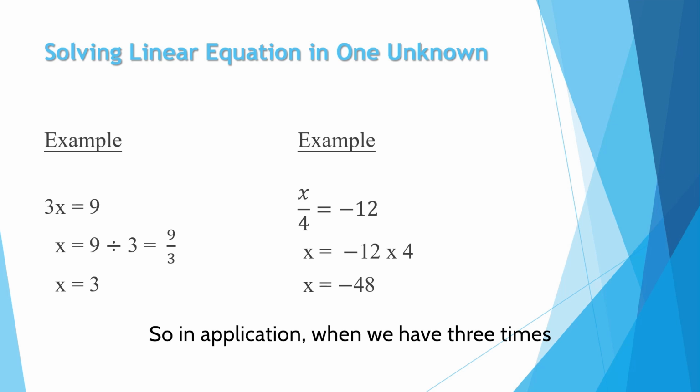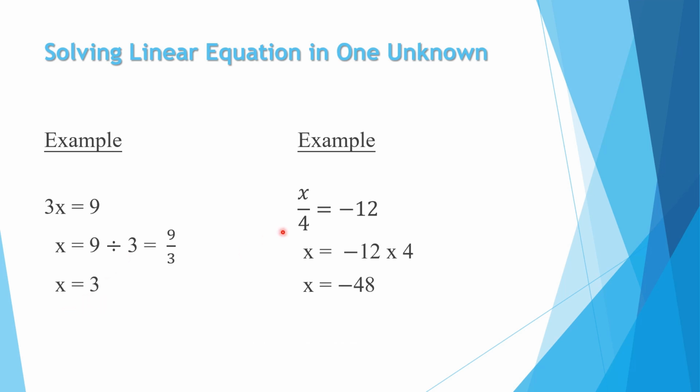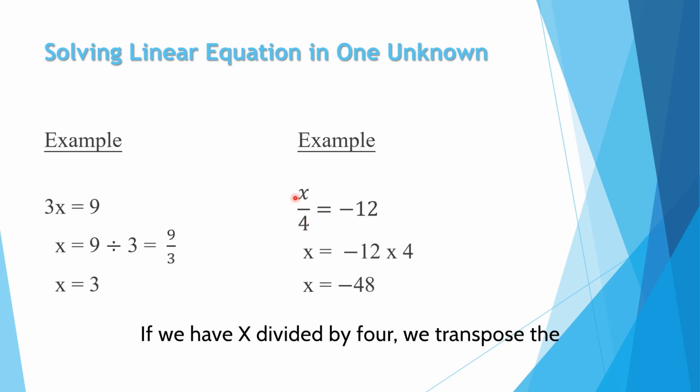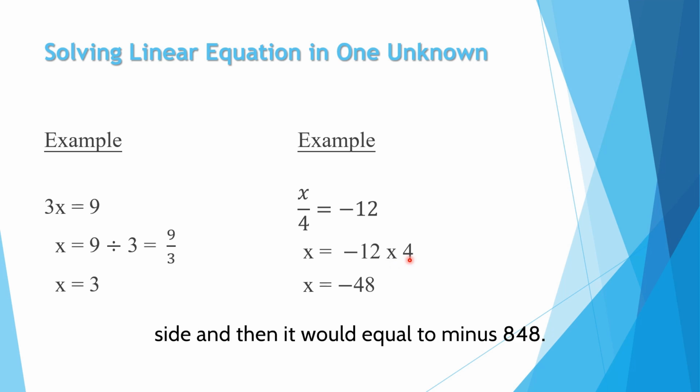So in application, when we have 3 times x equals 9, we directly transpose the term to the right hand side. It becomes divided by 3, and the final answer is 3. If we have x divided by 4, we transpose the divided by 4 to times 4 on the right hand side, and then it would equal minus 848.